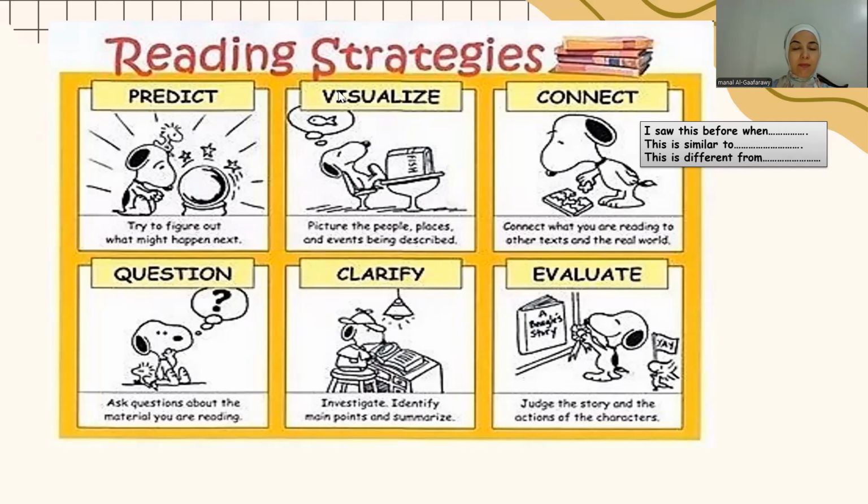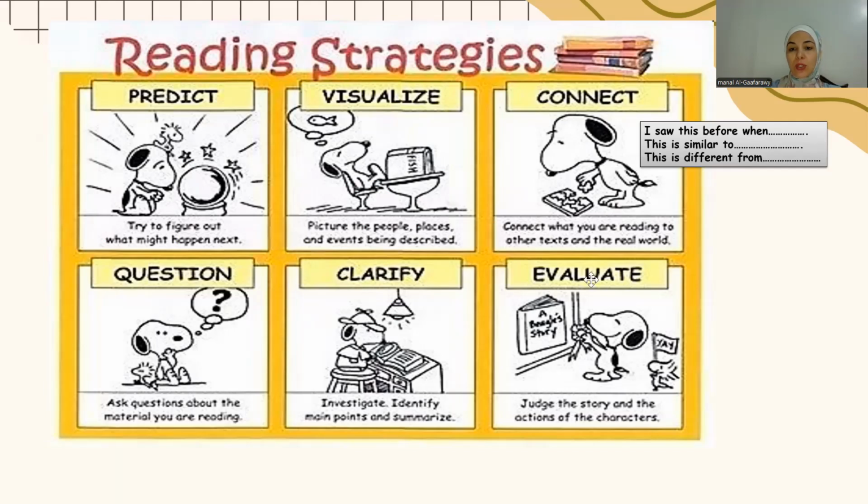Clarify is a marvelous strategy. And there is another word for clarify here, which is annotation. So students can annotate and highlight using circles, underline, or even colors in order to emphasize the important information or the key ideas introduced in the text.